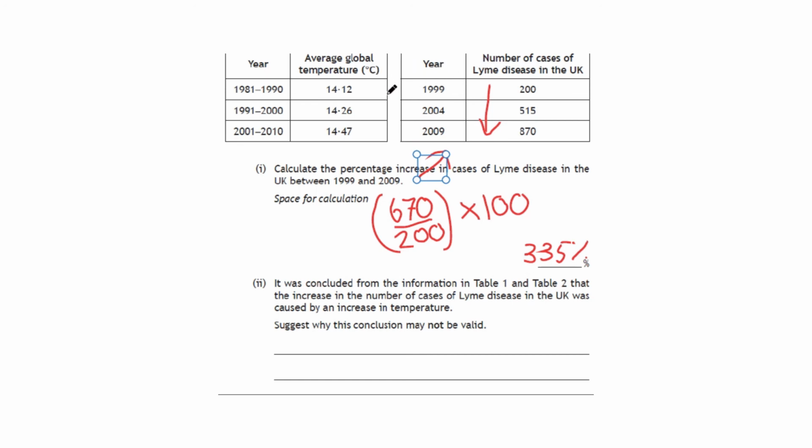So the temperature measured is global, whereas Lyme disease is in the UK, that would be 1 mark. Or you could say the temperature and Lyme disease are over different times of the year. You could potentially say that. So that would be another one. Or you could just say, well, maybe it's not temperature. It could be another factor which has affected it, which hasn't been measured, another variable that could cause an increase in the number of ticks. Could be an increased number of cattle or something. But the main thing is they've compared global temperature and they've measured in the UK.